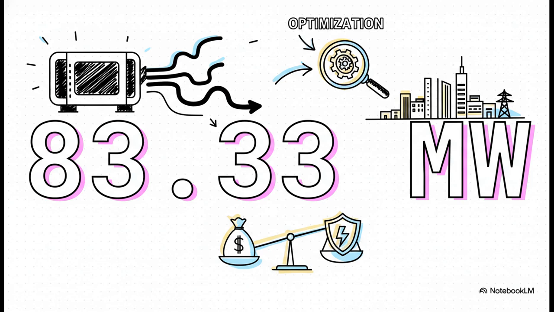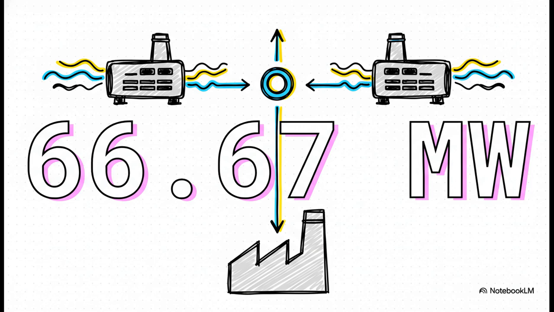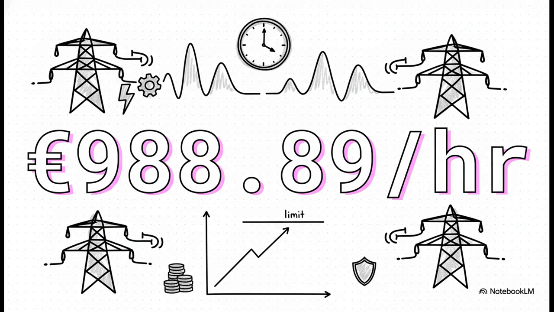Okay, so after running the optimization, the system finds the perfect balance. It tells the first generator, all right, you're going to produce 83.33 megawatts. While the second generator is told to produce 66.67 megawatts. Now together, they perfectly meet the total demand. And the total cost to run the system this way while respecting all of those safety limits comes out to just under 989 euros per hour. That is the single cheapest way to power everything without breaking a single rule.